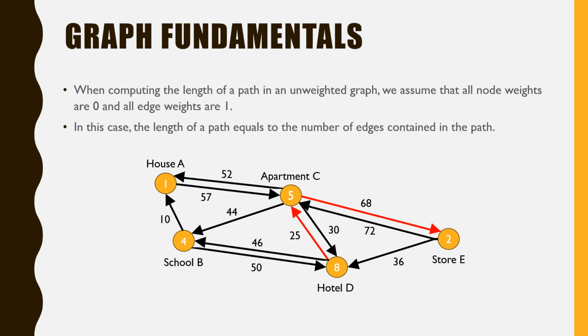When calculating the length of a path in an unweighted graph, we assume all node weights are 0 and all edge weights are 1. Under this assumption, the length of a path in an unweighted graph equals the number of edges it contains. For example, if the graph shown here were unweighted, the red path would have a length of 2.